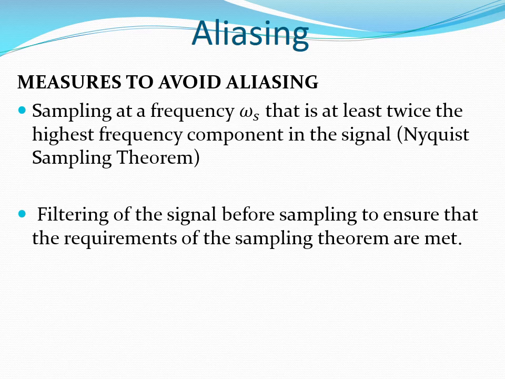So this means we need to employ some measures to avoid aliasing. The first measure is to sample at a frequency that is at least twice the highest frequency component in the signal. We refer to it as the Nyquist sampling theorem. The theorem technically excludes the possibility of aliased signals in our system. The second measure is to filter the signal before sampling so that it meets the requirements of the sampling theorem.